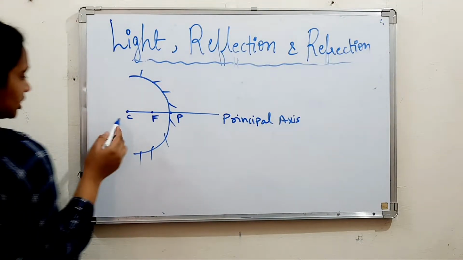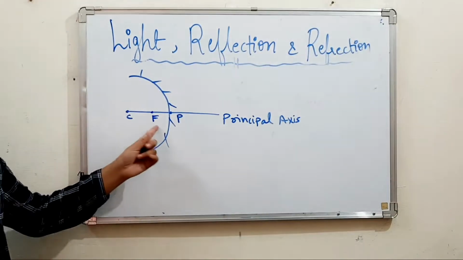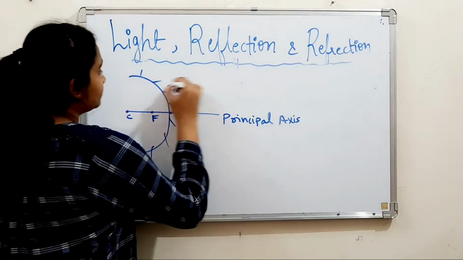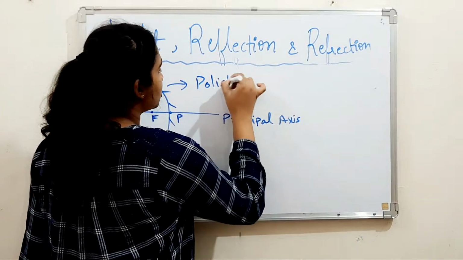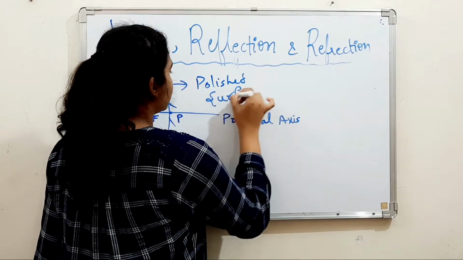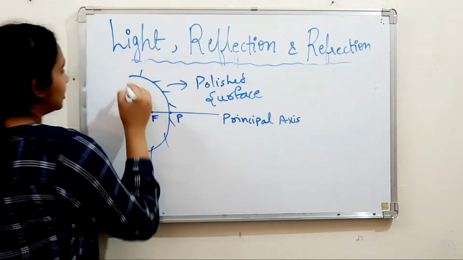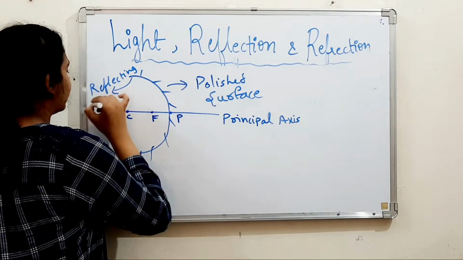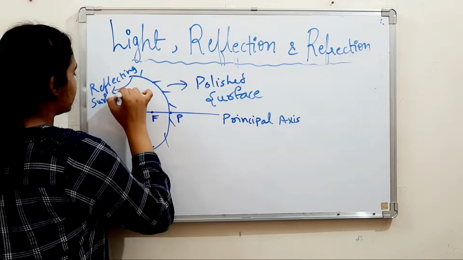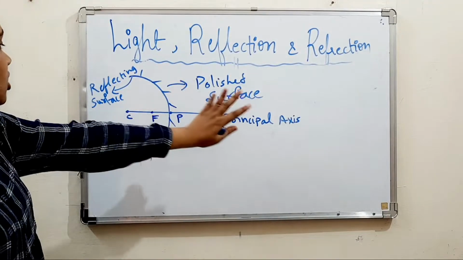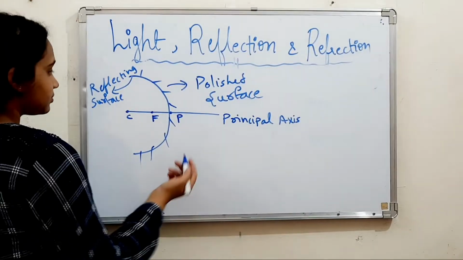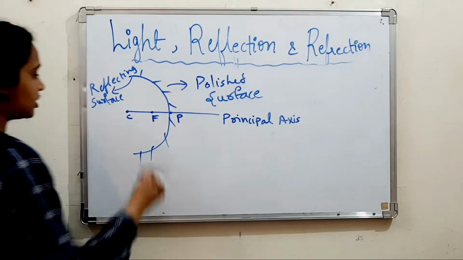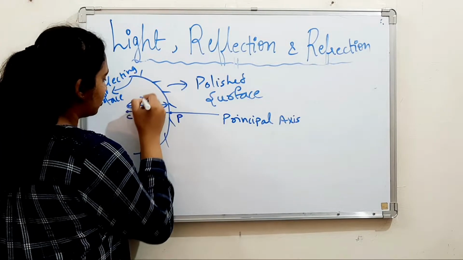Now this is center of curvature, this is focal length. See, this is focus and this P is nothing but pole. Now this is the polished surface. This is the polished surface and this one is the reflecting surface. This is the polished surface, this is the reflecting surface और जब हम किसी और की बात करें, we even have this radius. ये क्या होती है? पूरा रेडियस होती है.